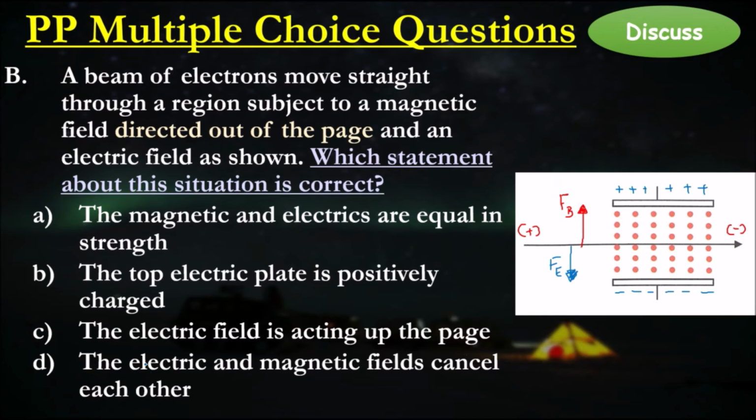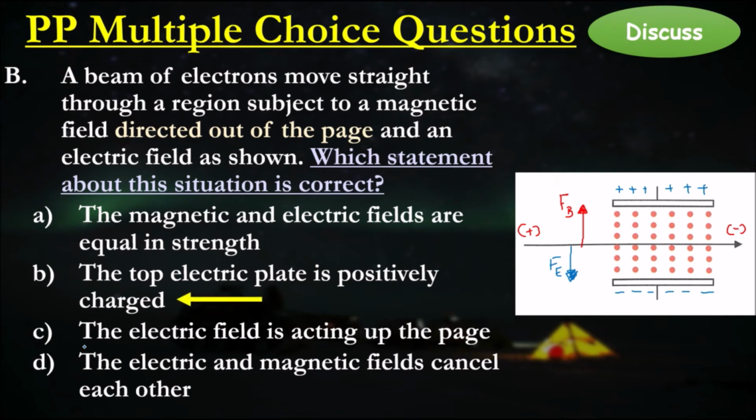Okay, so let's look at what options we're dealing with. It says, which statement about this scenario is correct? The magnetic and electric fields are equal in strength. So this one's a little misleading. It doesn't necessarily mean that you have the same field strength. What's actually happening is the forces are balancing each other out. So that's that there. The top electric plate is positively charged. Okay, so the correct answer would actually be B.